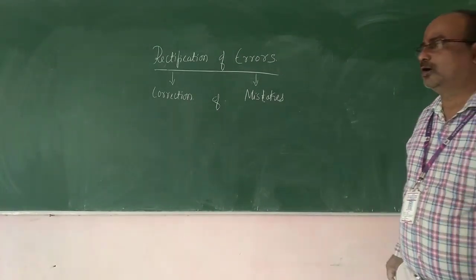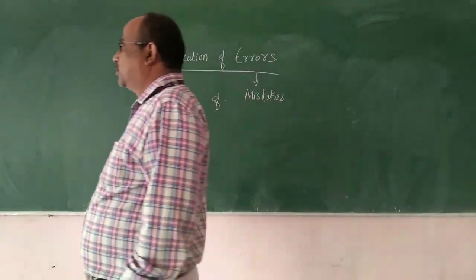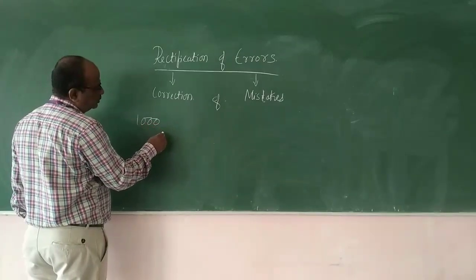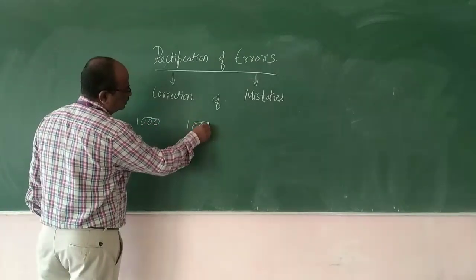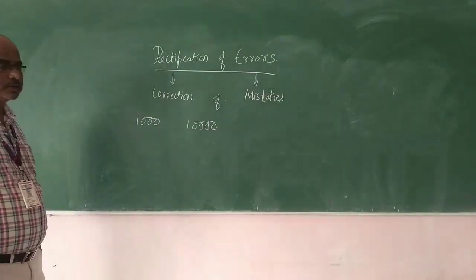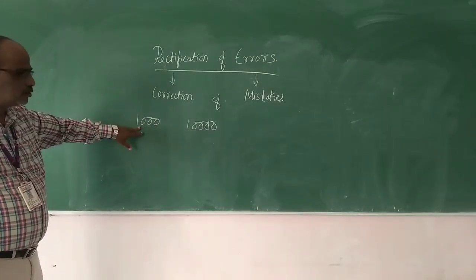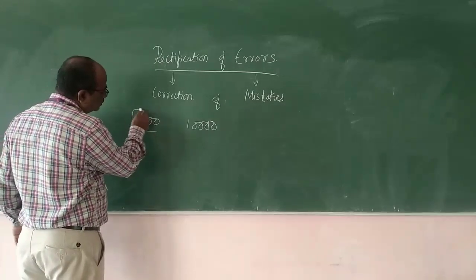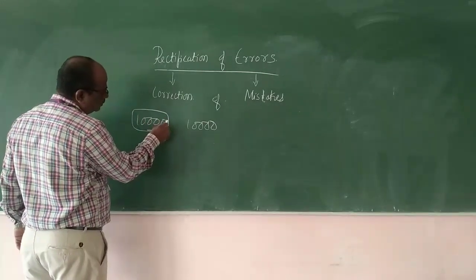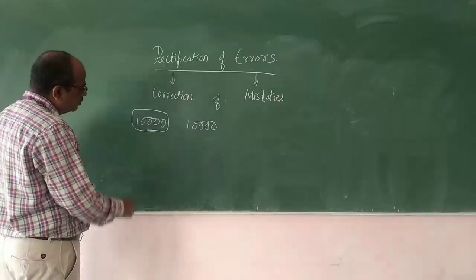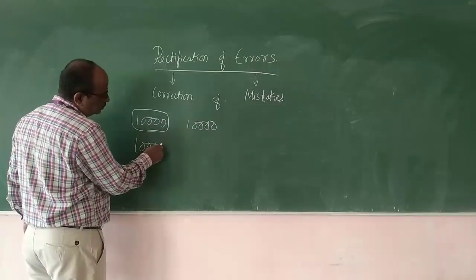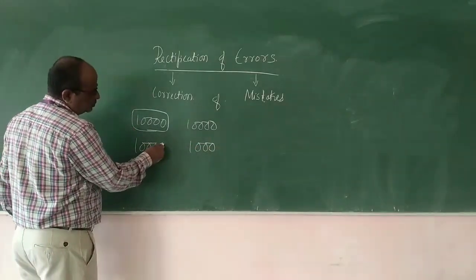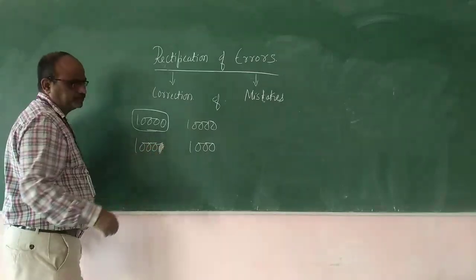So in the books of accounts, if you write 1000 instead of 10,000, you have written 1000. So what happens? You can make it 10,000. But if you have written 10,000 instead of 1000, you should scratch it up.